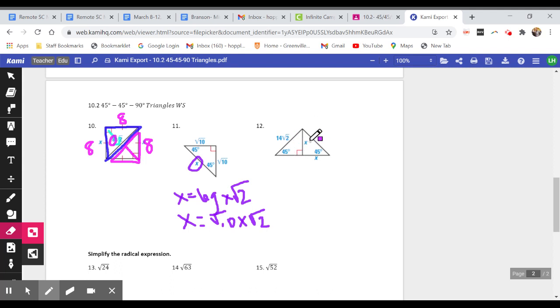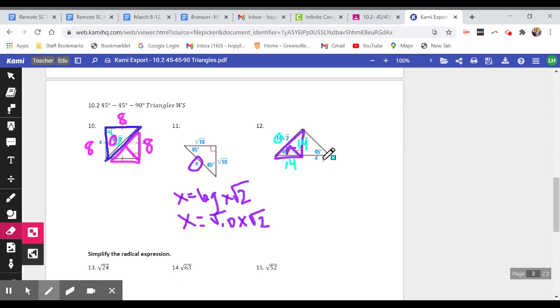For number 12, again, I have two triangles, but don't let that fool you. Let's look strictly at this triangle here. I know that this is the hypotenuse, 14 root 2, because it's the side directly across from the right angle. So that means this number here represents the leg. So I know that this is 14 and this is 14.